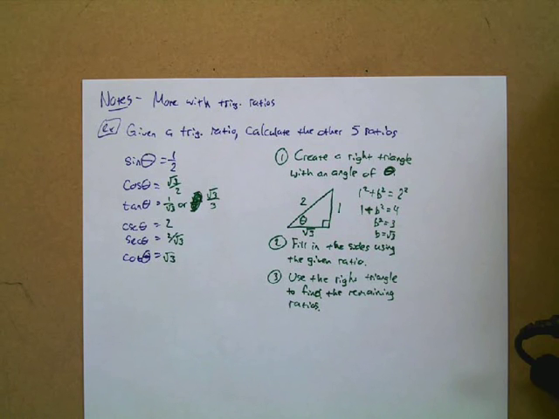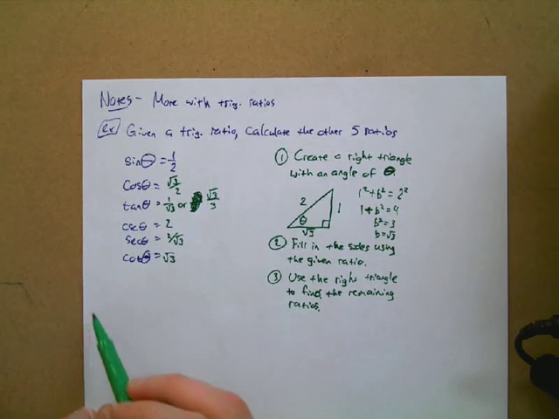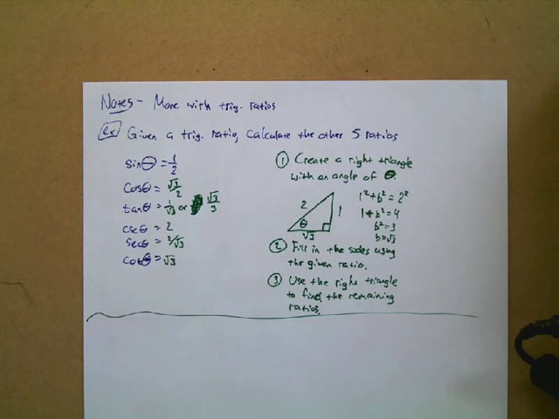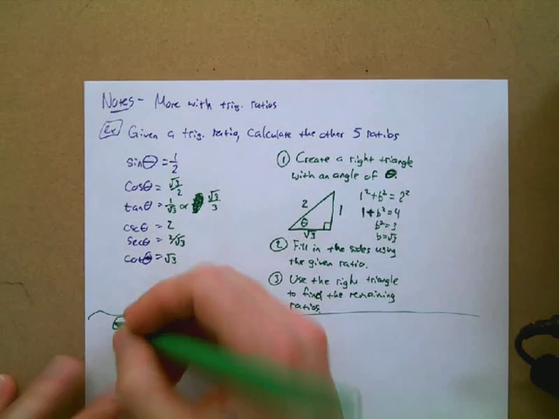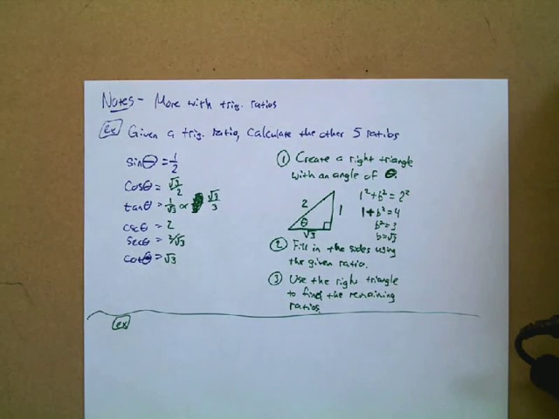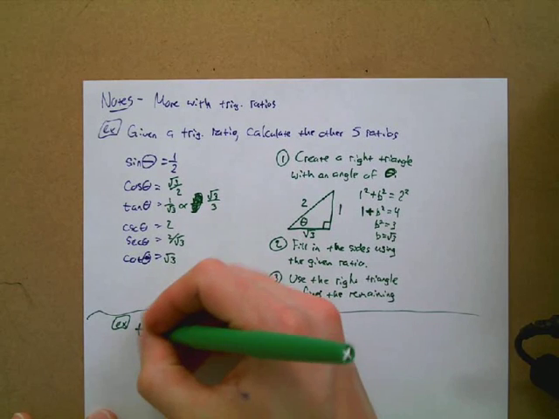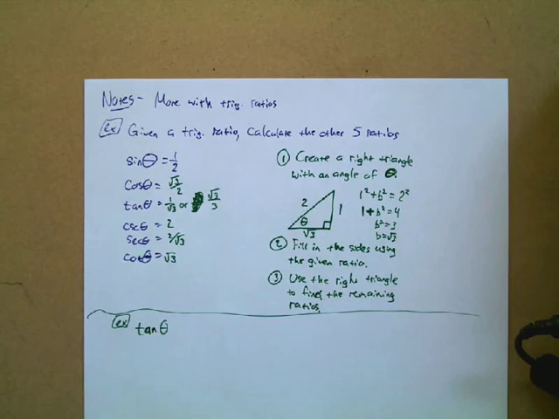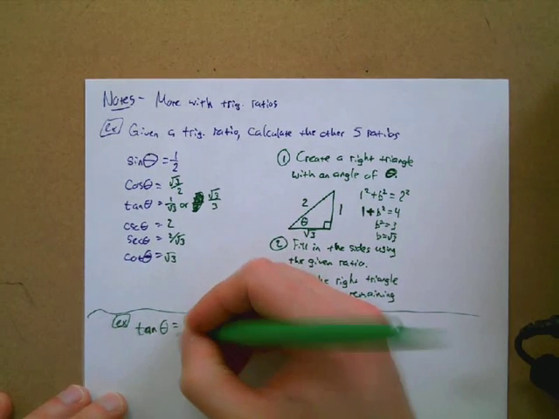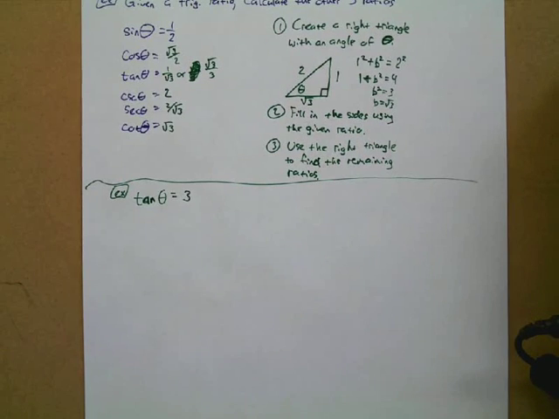Alright, so let's try another one here. And I'll have you guys do it once I kind of get you started maybe. So, we'll say that tangent of theta in this case is equal to 3. Let me scoot it up some there. Alright, tangent of theta is equal to 3. And of course, then we want to find the rest.